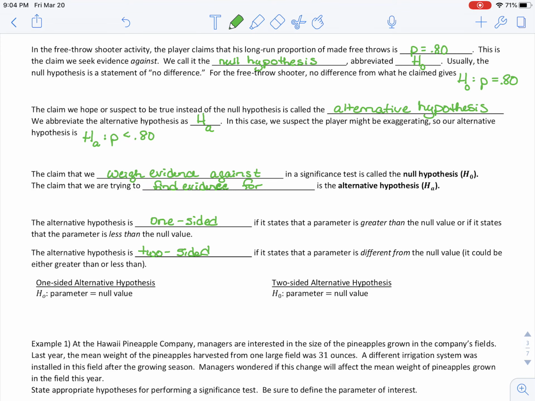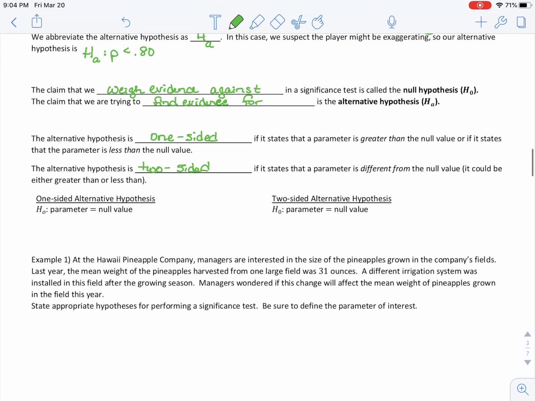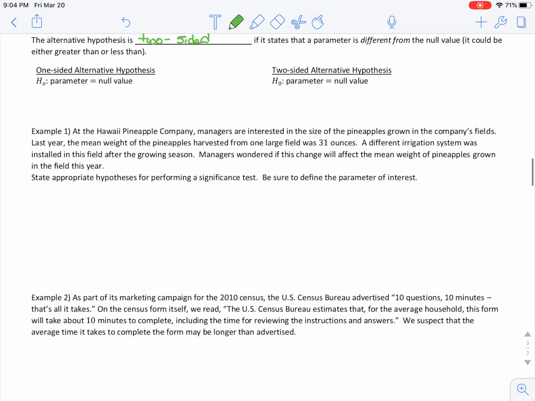So if we're looking at just kind of visual, if we just have that some parameter is equal to the null value, that'll be what we put always in our null hypothesis. We'll always put equality there. However, in our alternative hypothesis, if you have that the parameter is less than the null value, this parameter could be the population proportion, this could be a population mean, but if it says it's less than the null value, or if it says it's greater than the null value, that's when it's a one-sided hypothesis.